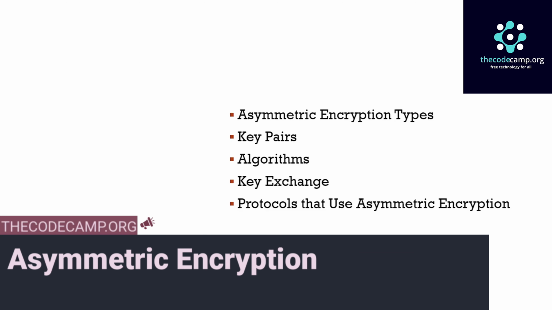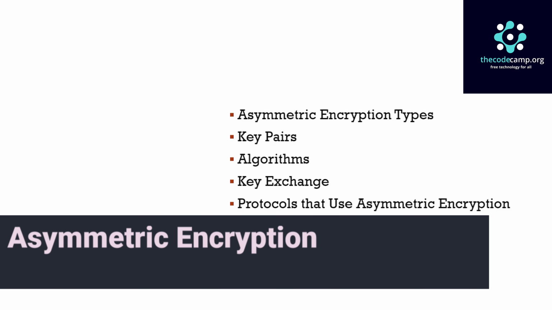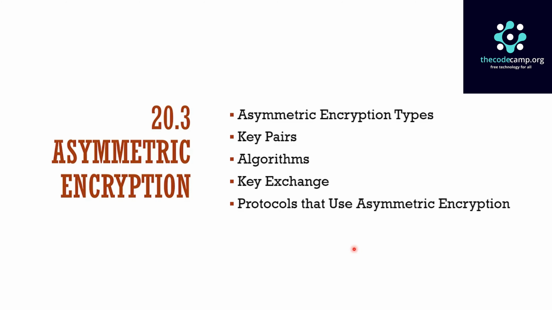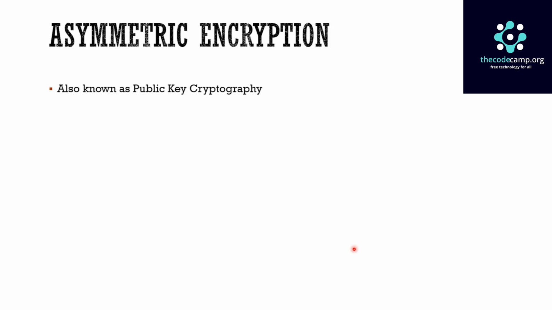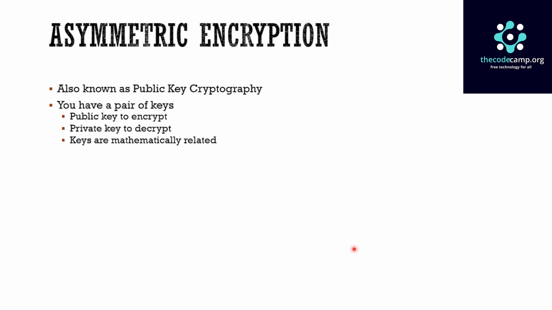We've seen symmetric encryption. Now let's take a look at asymmetric encryption. It's also called public key cryptography. We'll see why in just a moment. You get two keys, a pair of them. They're mathematically related. The public key that you encrypt with and the private key that you decrypt with. Now the thing about it is the public key, like the name says, anyone can have a copy. The private key, only you have the copy, and we'll talk more about that in just a second.